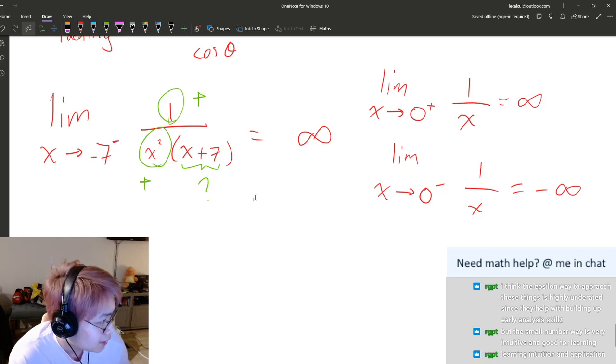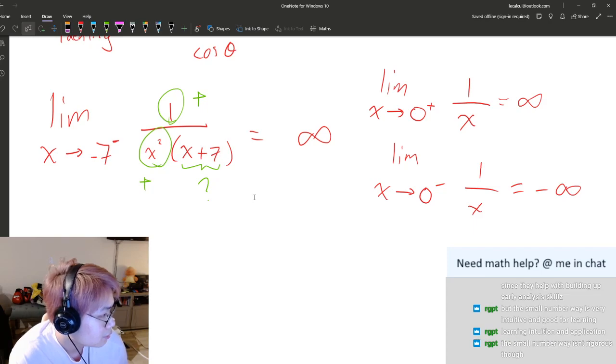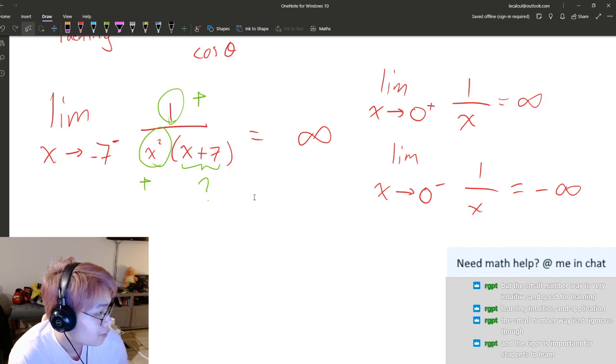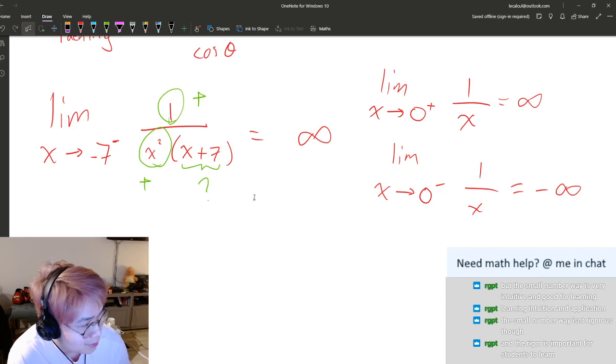Meanwhile, RGBT says, Epsilon is a good way to approach these things. Highly underrated. Yeah, Epsilon's nice. It took me a while to get used to it, but I like the small number way because, again, it's intuitive, like you're saying. Yeah, but no one cares about rigor, except for math people. It's important for some students to learn.